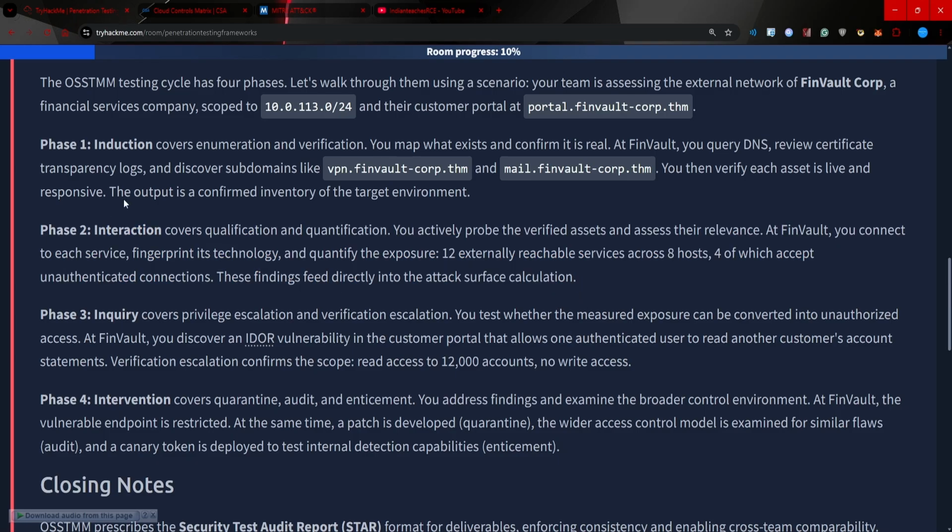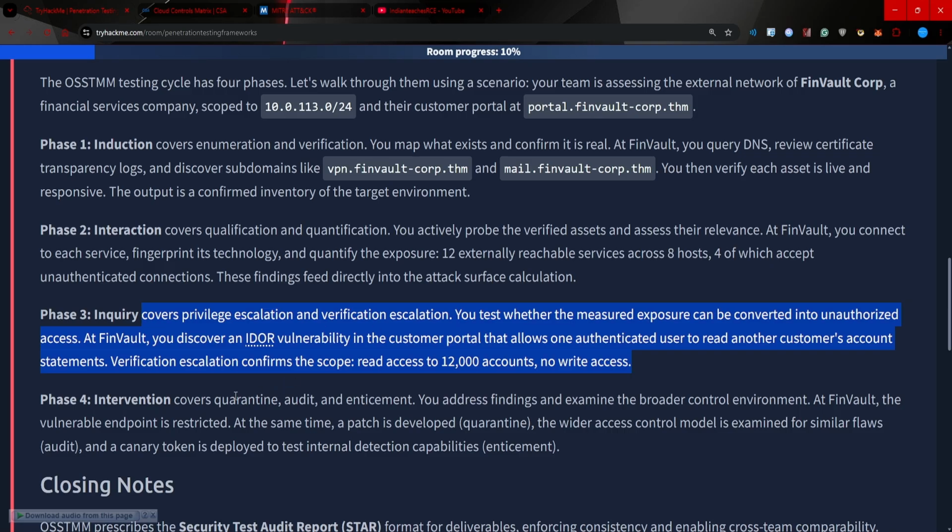Okay. So you do introduction, interaction, and now you do inquiry. It covers privilege escalation and verification escalation. You test whether the measured exposure can be converted into unauthorized access. At FinVault, you discover an IDOR vulnerability in the customer portal that allows one authenticated user to read another customer's account statements. Verification escalation confirms the scope: read access to 12,000 accounts, but no write access.